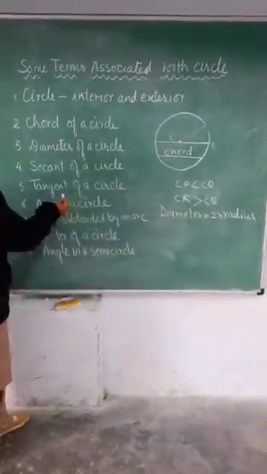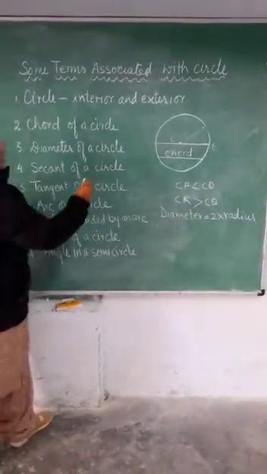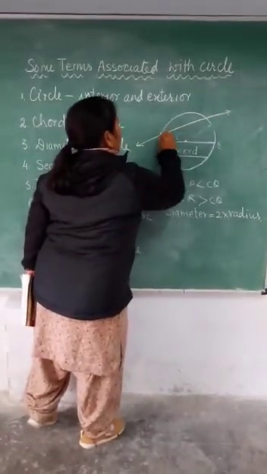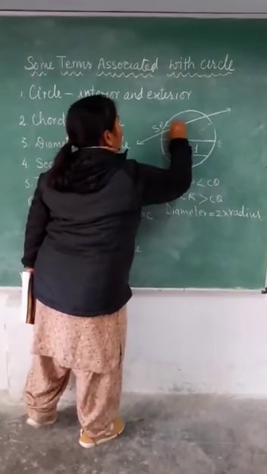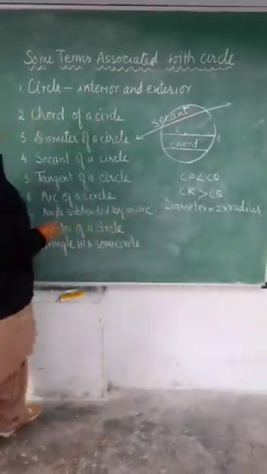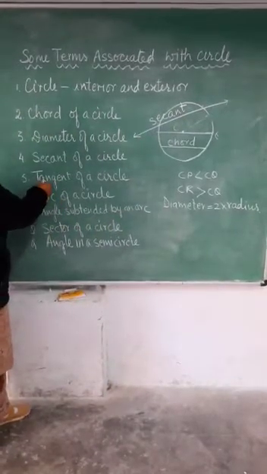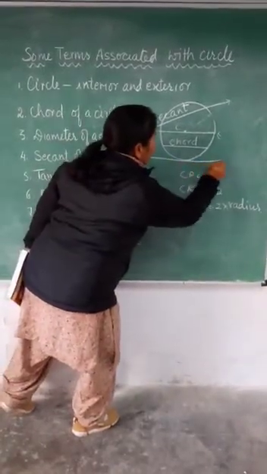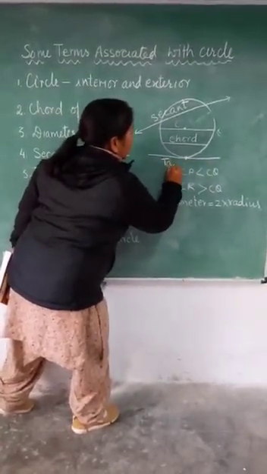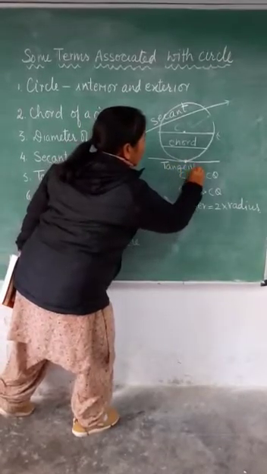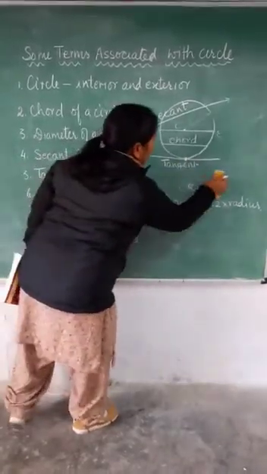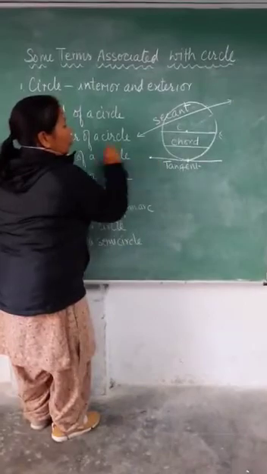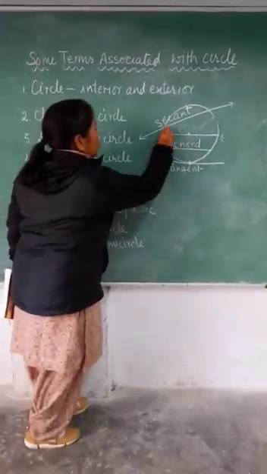Now next point is secant of a circle. Any line which passes through the circle and intersects the circle in 2 points is called the secant of the circle. This line is the secant of the circle. Now tangent. What is tangent? Any line which touches the circle at one point is called the tangent of the circle. And at one point of the circle there is only one tangent, but from an exterior point, two tangents can be drawn like this.